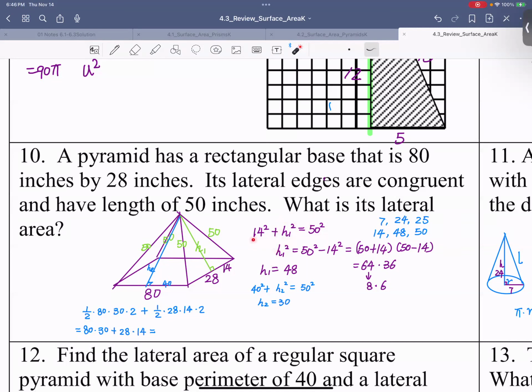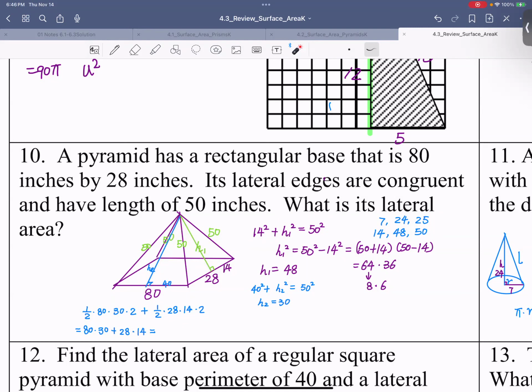We can also do a tricky thing here. Look, 14, 50. Remember we have this thing, yes? 25 doubled is 50. 7 doubled is 14. That's why 24 doubled should be 48. Make sense? So that is 48, and that is 30.